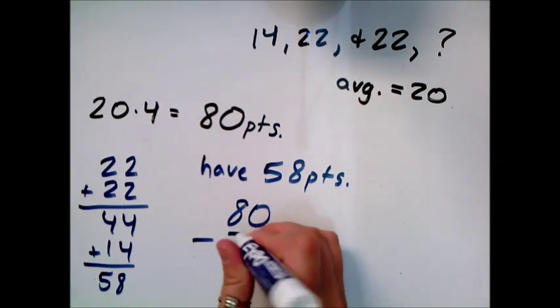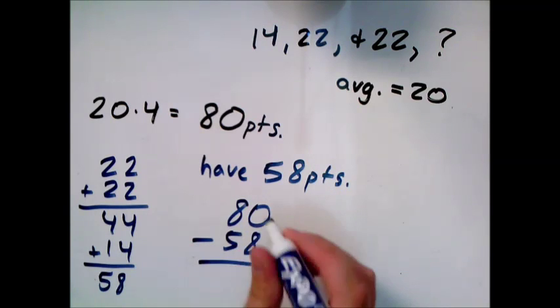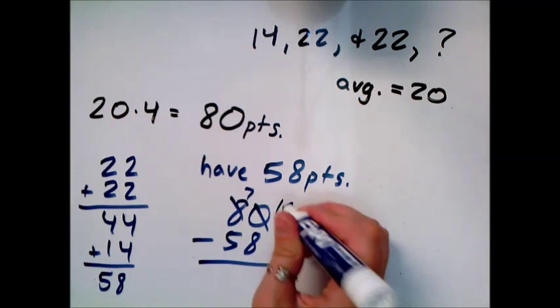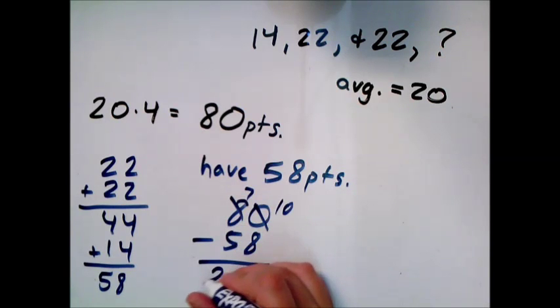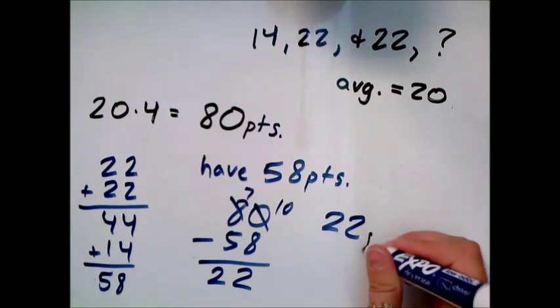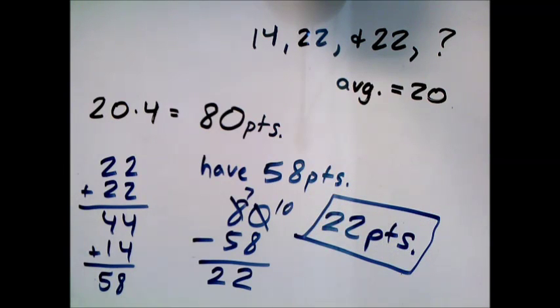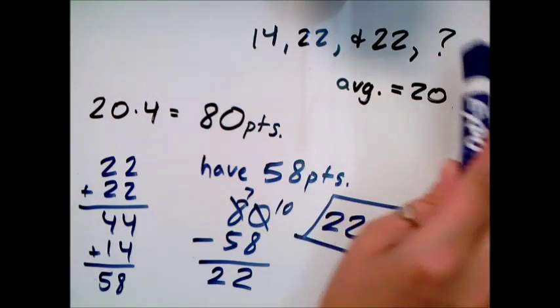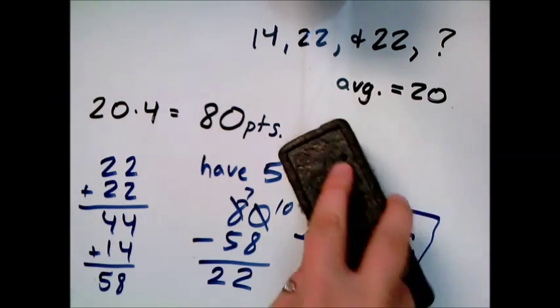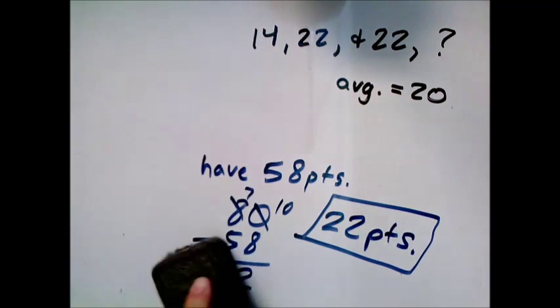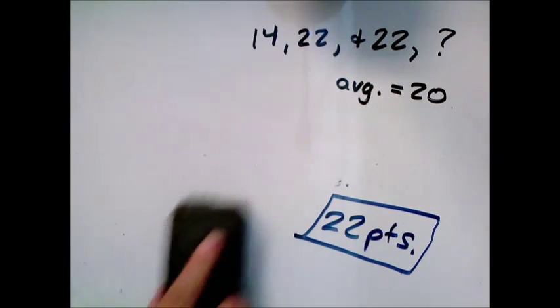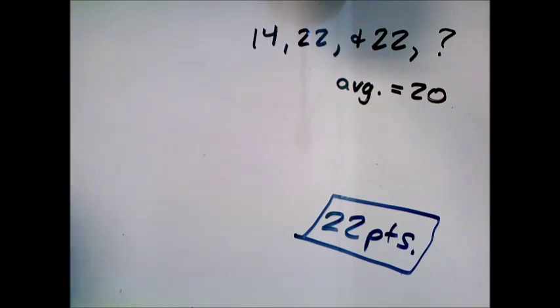We'll even write out the subtraction here. So we have to borrow. 10 minus 8 is 2. So your 22 points is how much you need to score in the 4th game. And you could check on it too. Make sure that if you add up 14, 22, 22, 22, you actually end up with 80 points, which in 4 games would make your average 20 points per game. So 22 points would be the score that you need.